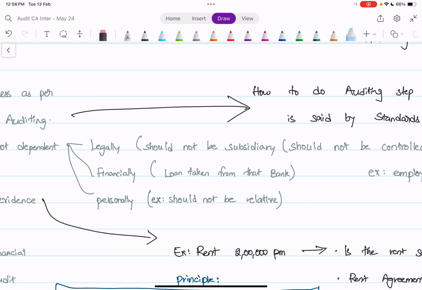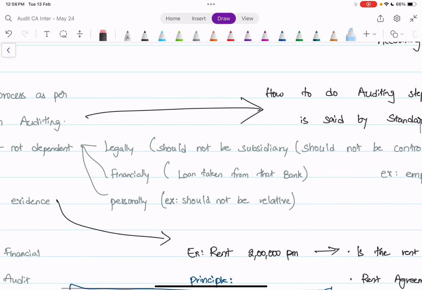And he should not take a loan from the entity, so that he can be financially independent, and personally he should not be a relative of the company. These are some examples of how he can remain independent. And furthermore, it is discussed in section 141 of the Companies Act.